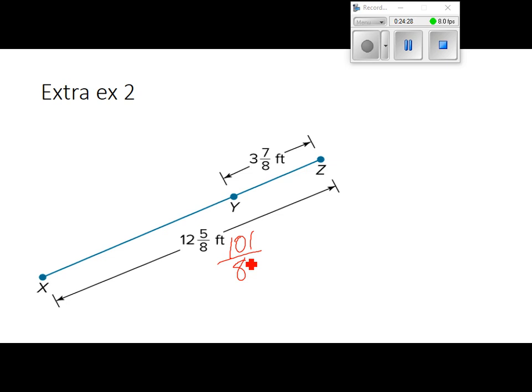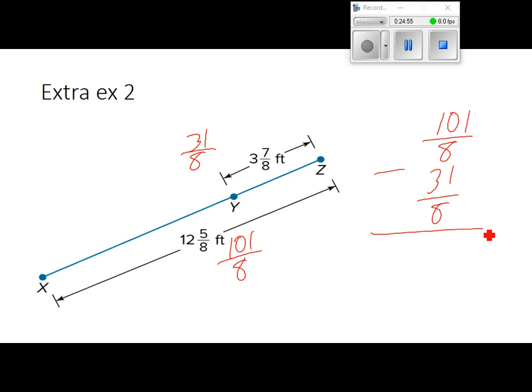So we're going to take 3 times 8, equals, add 7, and what do you get? So this is 31 over 8. All right? We want to do what with these two? Subtract them. So now we got 101 over 8 minus 31 over 8.